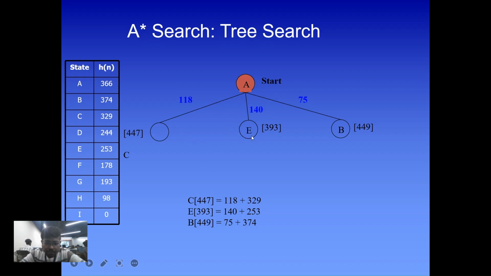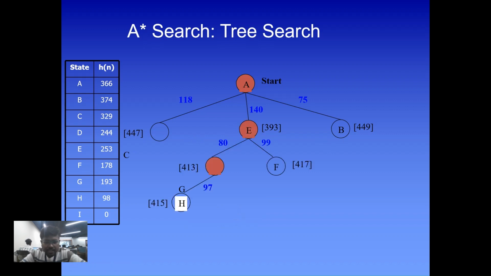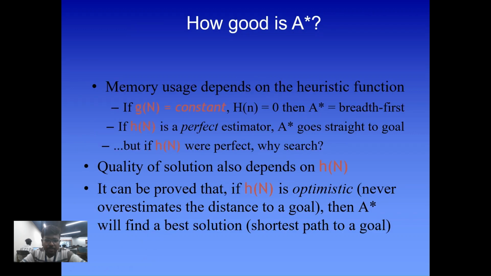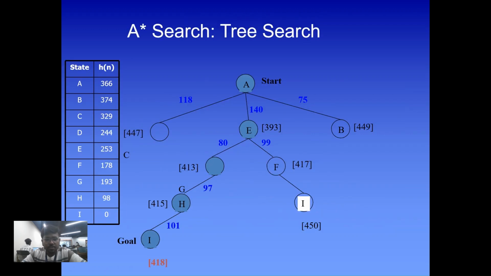Likewise, we'll be calculating the heuristic function for each node. After calculating each node's function value, we'll get the optimal solution. So this will be the optimal solution. We'll be reaching the goal state through A, E, G, H, and I. This is the optimal path for our graph.